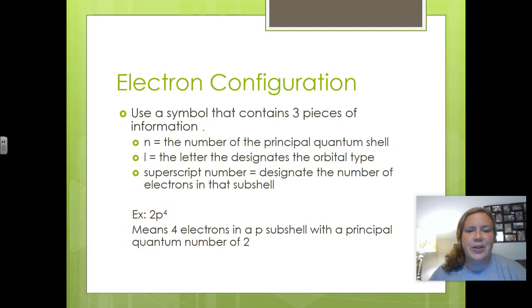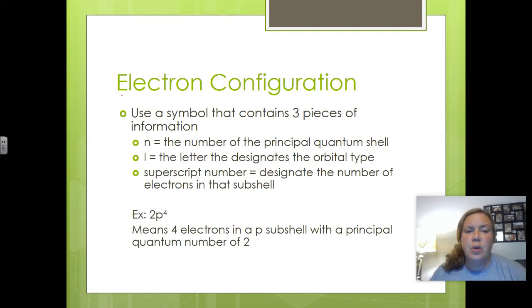Hey friends, here we go again. We are going to now look at the electron configuration. I happen to love electron configuration. Pretty sure you guys have done a very basic version of this before, but I want to go over everything with you so that if it's a review, it's okay, and if it's brand new, it's okay.